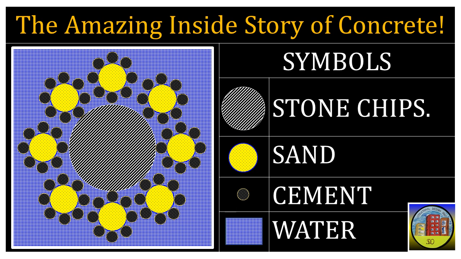This allows us to mold the concrete into different shapes, like building blocks or even complex structures. As the water reacts with the cement, the mixture hardens, and the stone chips and sand get locked in place, creating the strong and durable concrete we rely on for so many things.